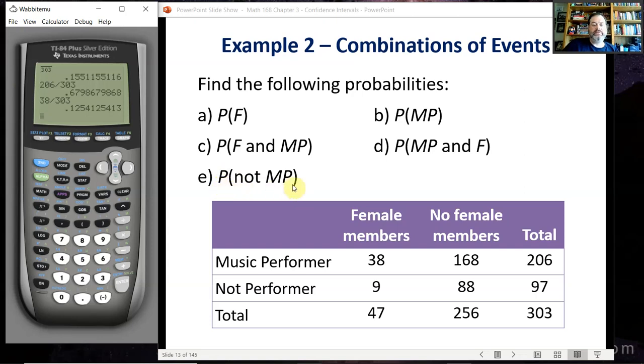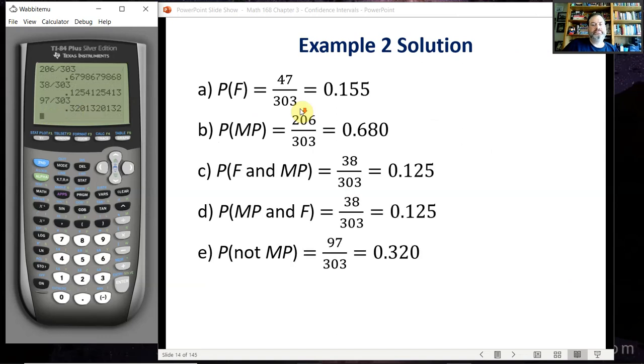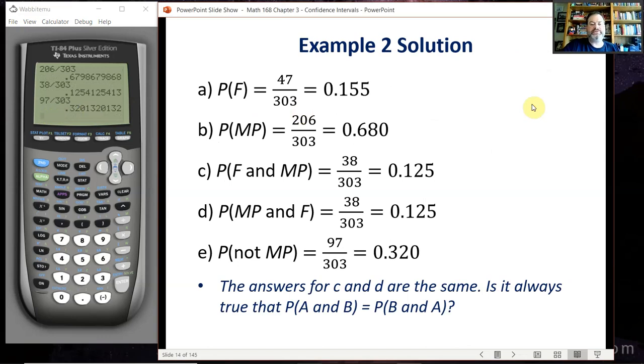And for part E, probability of not a music performer. Well, 97 are not music performers. So that's just going to be 97 divided by 303. Right? So you can check all the answers. So we already checked the other ones, but you can check everything else. And then that leads us to, wrong button. That leads us to this question, right? The answers for C and D are the same. Is it always true that the probability of A and B equals the probability of B and A? So think about it.